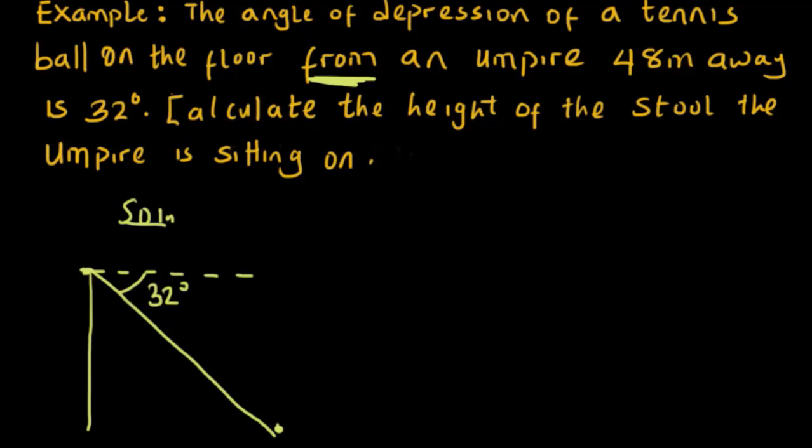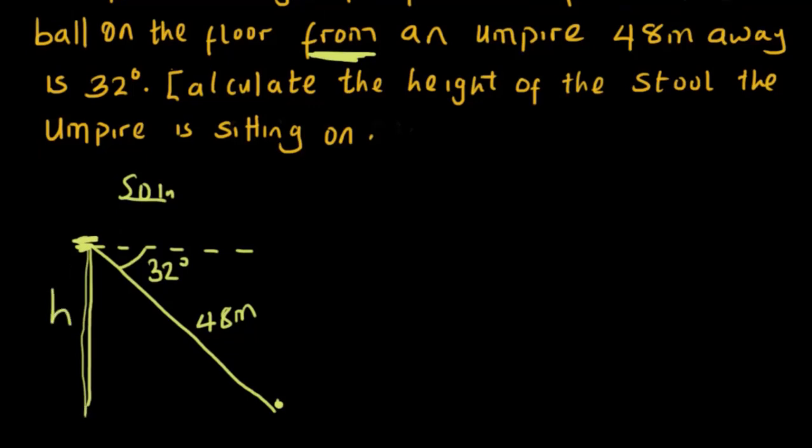And so we are told that the ball is 48 meters away. The angle of depression of a tennis ball on the floor from an umpire 48 meters away. So the ball is 48 meters away from the umpire. Does that make sense? Now we are told to calculate the height of the stool the umpire is sitting on. This is the umpire here, and this is the stool the umpire is sitting on. So we can represent this as height of the stool, and then we complete this triangle.